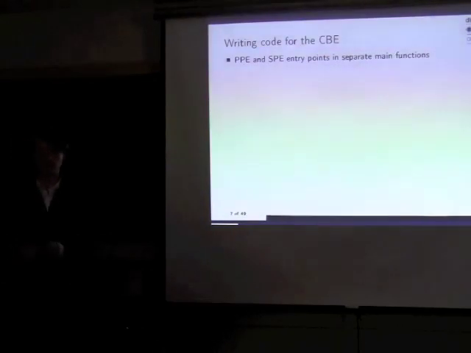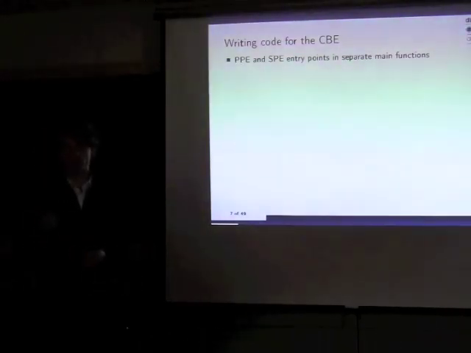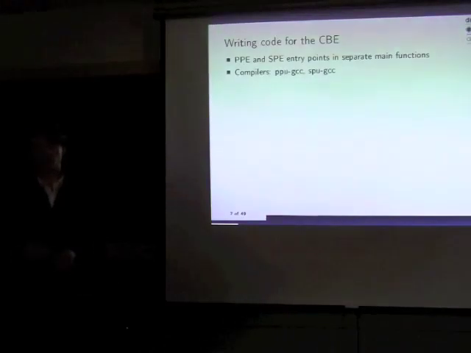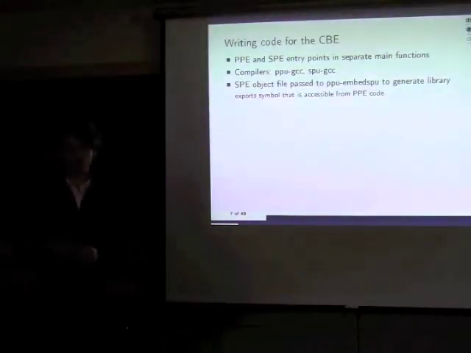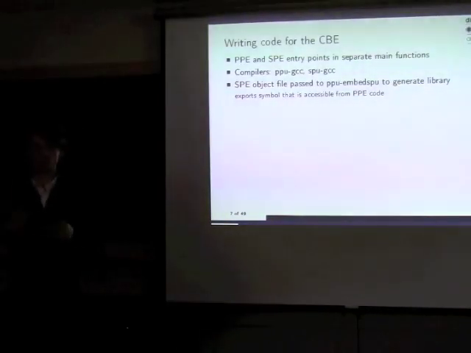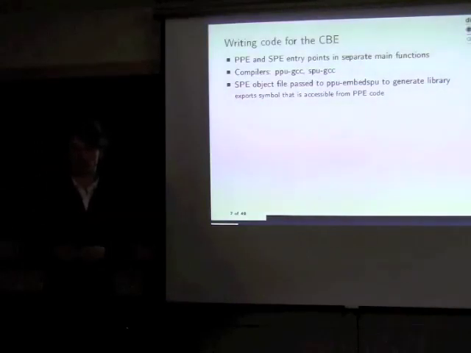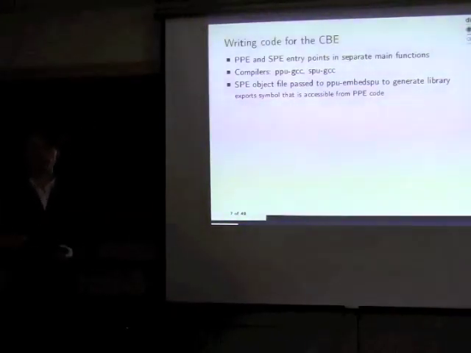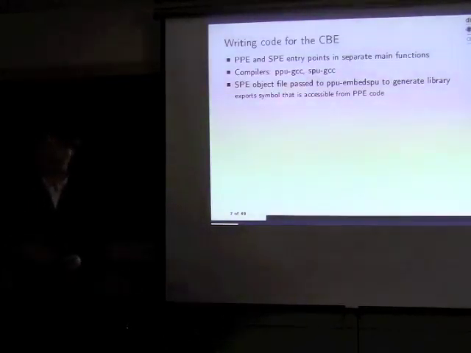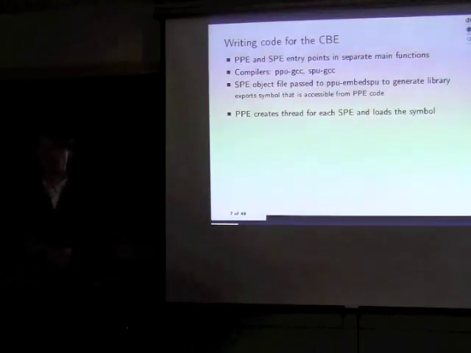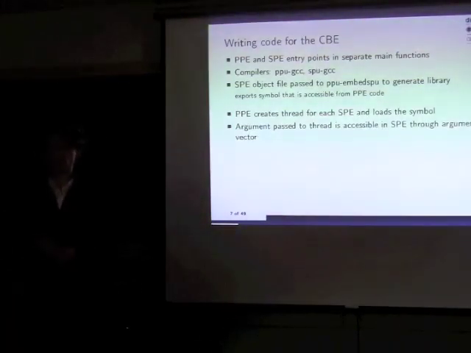So what does it take to write code for the Cell processor? PPU and SPU code have their separate main functions. You have two compilers, PPU GCC and SPU GCC. After the SPU code is compiled, you pass it into another tool that generates a library that can be linked against the PPU code. And this library exports a symbol that can be loaded from SPU code. Rather complicated. The PPU will create a thread for each SPU, load the symbol, and start executing. Arguments are passed through the argument vector, just like argv, argc in the main function.